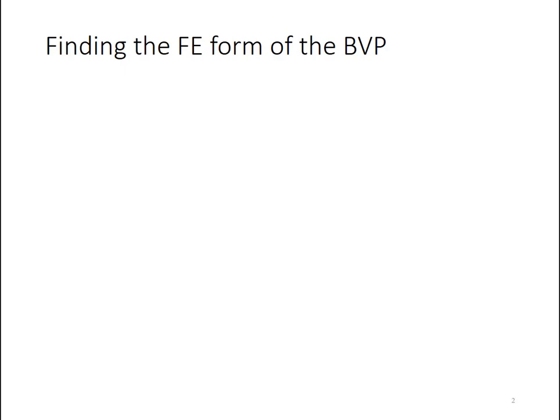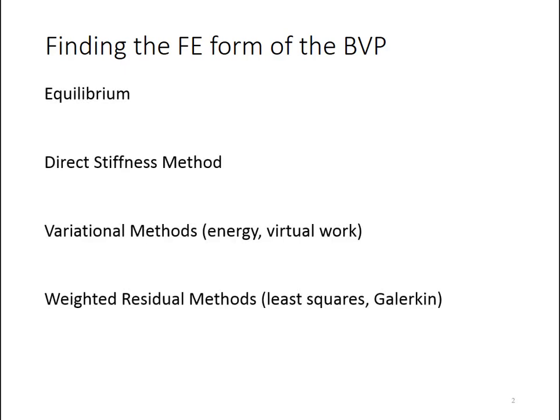There are four different methods to find the FE form of the boundary value problem, and all of these are used to varying degrees for different element types in stress analysis. The four types are equilibrium, direct stiffness, variational, and weighted residual methods. So equilibrium we've seen already. We previously used this for the bar element.